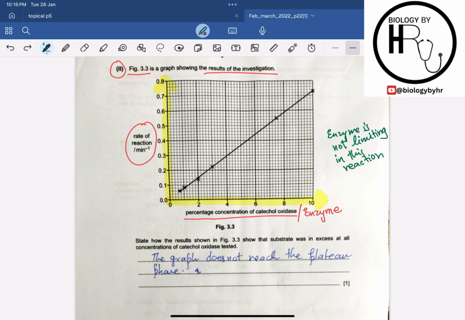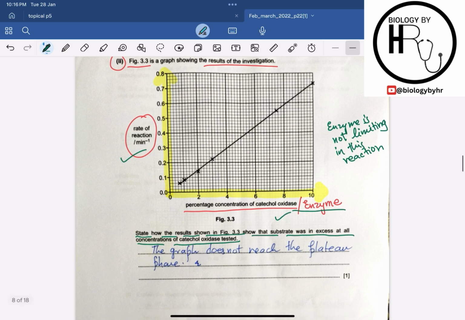Now in the question they are saying: state how the results shown in figure 3.3 show that substrate was in excess at all concentrations of the catechol oxidase tested. Alright, so we know that as the percentage of the catechol oxidase enzyme is increasing, the rate of reaction is also increasing, which means that enough substrate is present, right? So how can we interpret it by the graph? That the graph does not reach the plateau phase, right?